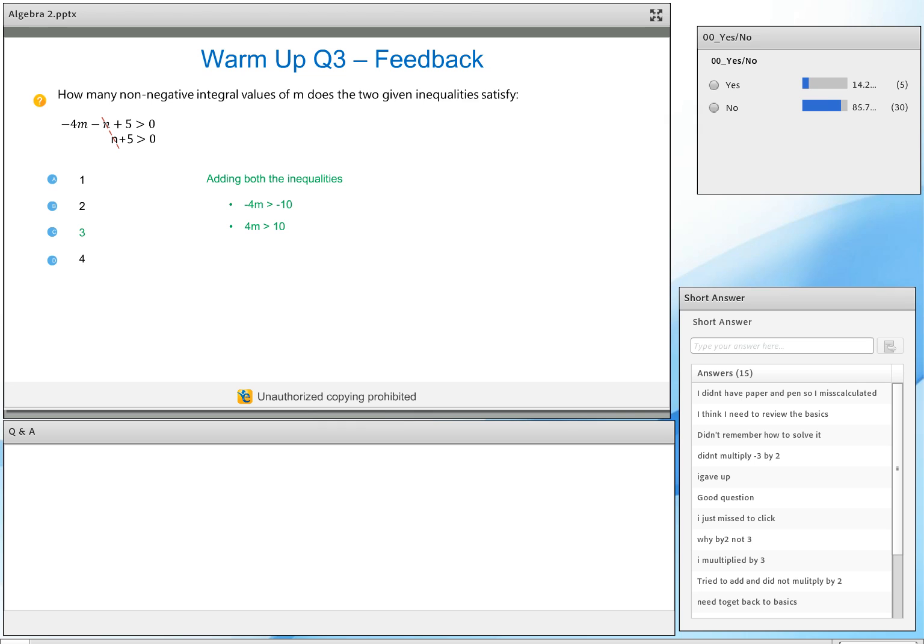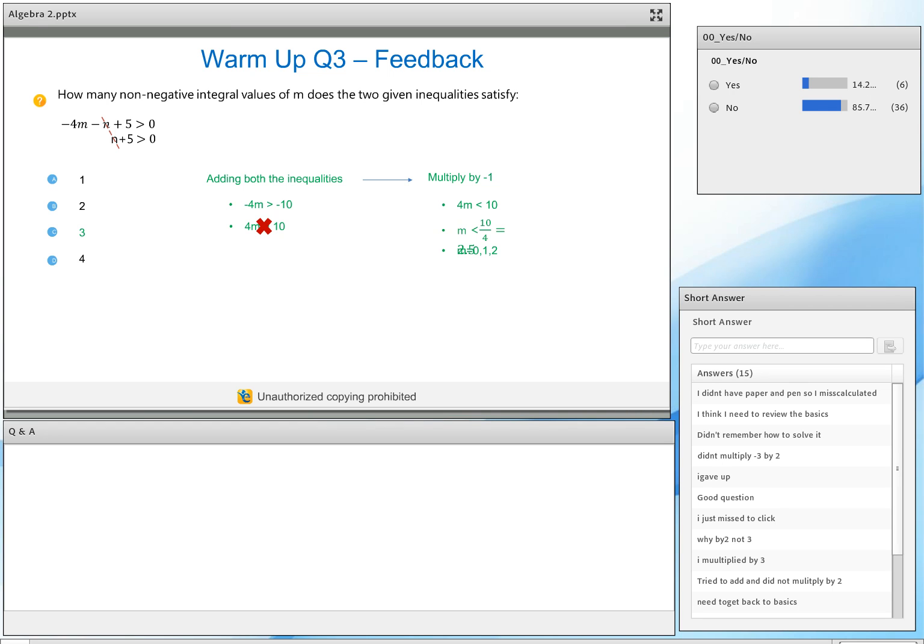Okay, and that is the right answer. This is not correct. If minus 4m is greater than minus 10, then you cannot get that 4m is greater than 10. Why is that? Because you need to change the sign of inequality. Whenever you multiply by a negative number, the sign of inequality needs to change. So the correct answer here will be 4m is less than 10.